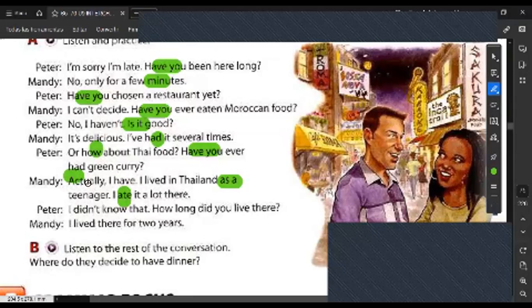I didn't know that. A decir verdad, yo lo he probado. Yo viví en Tailandia como adolescente y yo lo comí un montón ahí. No sabía eso. I didn't know that. How long? How long did you live there?